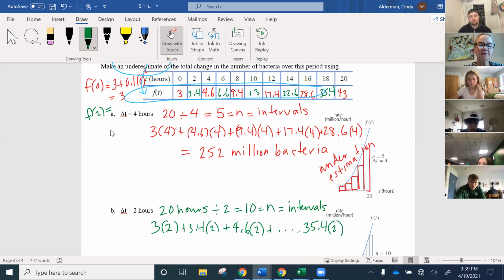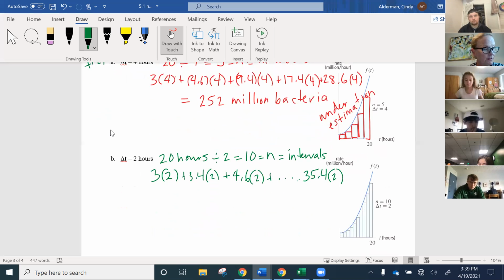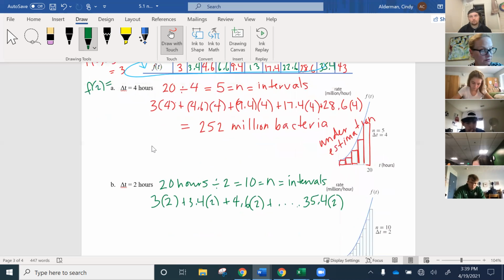So if you calculated all that, you'd end up with a different number. Is this number going to be bigger or smaller, do you think? Like if you did all this calculation, is it bigger than 252 million or smaller?